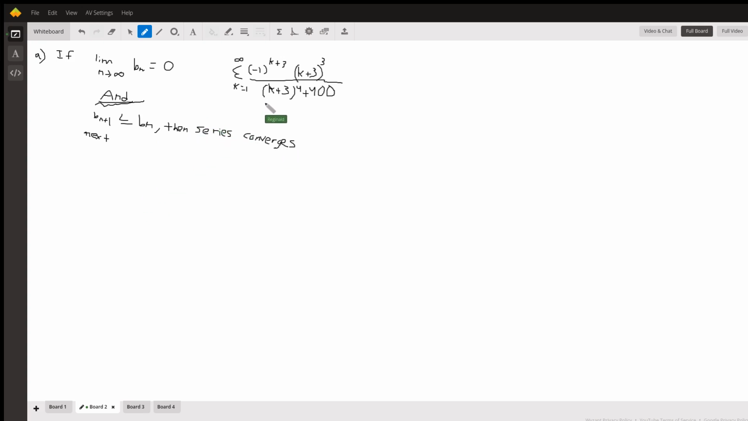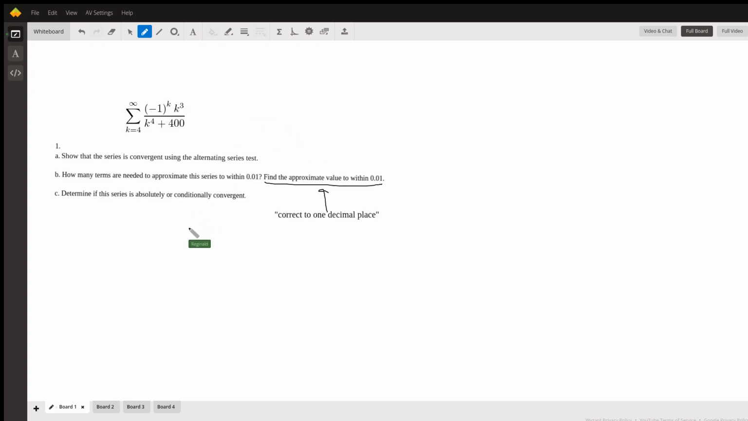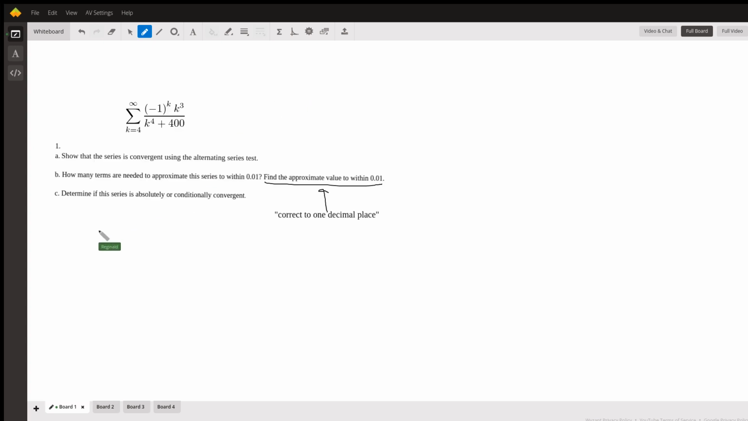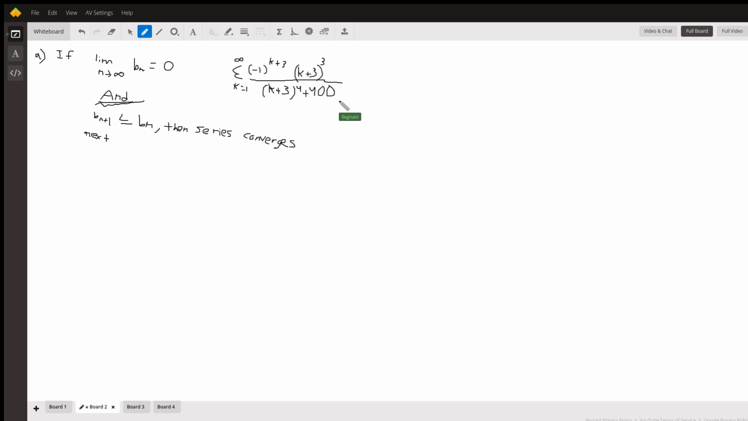For the alternating series test, our index here started at 4. So if I index shift it to 1, going from 4 to 1, I have to increment all the k's by 3. So this is k plus 3, k plus 3, k plus 3. That's called an index shift. So what's our b sub n? Our b sub n is going to be this portion.